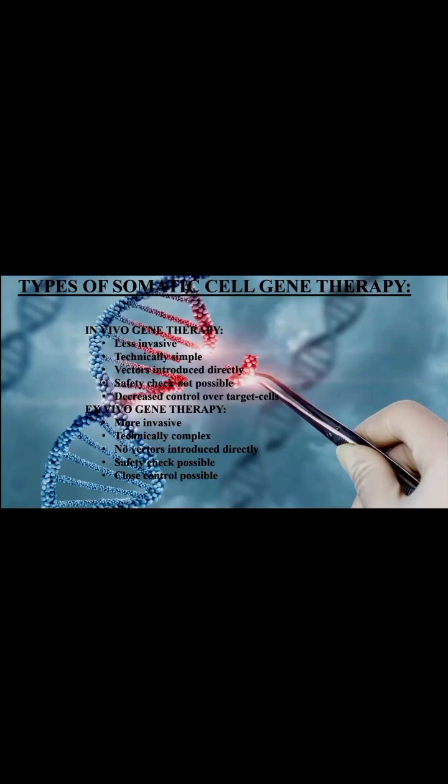In ex vivo gene therapy, the therapeutic gene is introduced in the stem cell outside the body. It is technically complex and no vector is introduced directly into the body. In ex vivo gene therapy, safety checks are possible and there is close control.